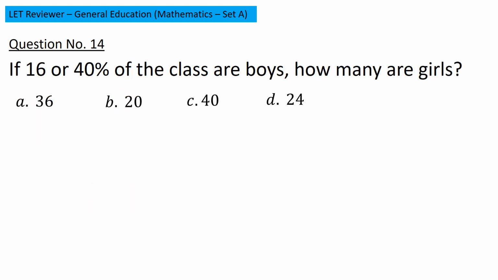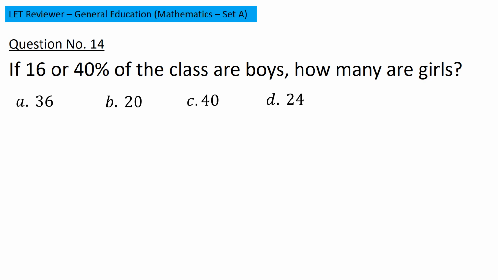Our second to the last question, question number 14. If 16 or 40% of the class are boys, how many are girls? A, 36, B, 20, C, 40, D, 24. So dito, gagamitin naman natin yung concept ng percentage and then we will determine the number of girls sa klase.